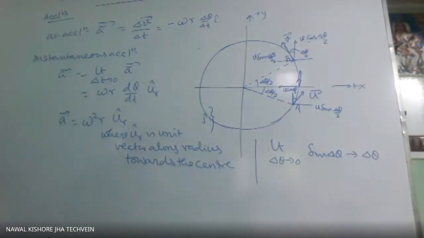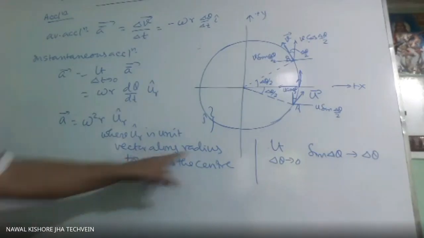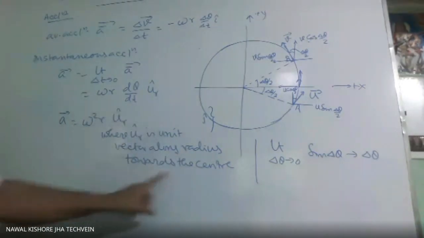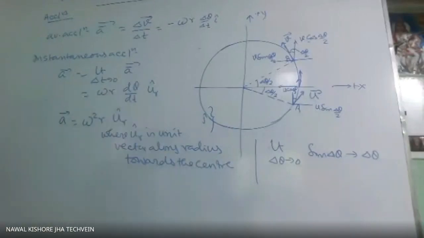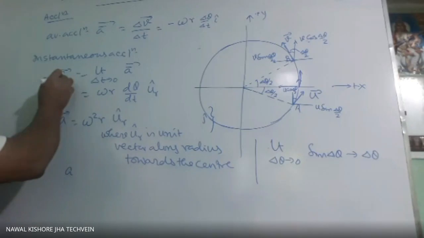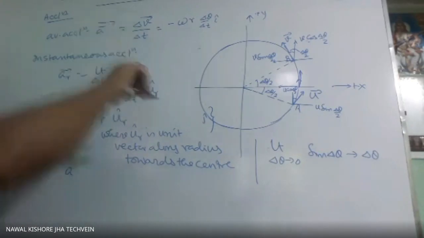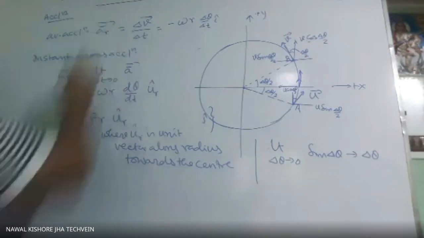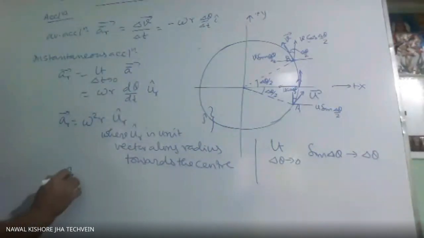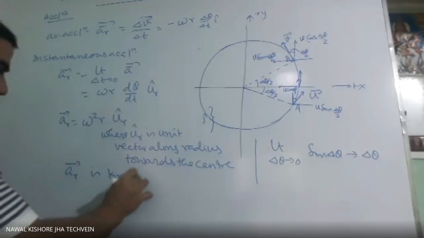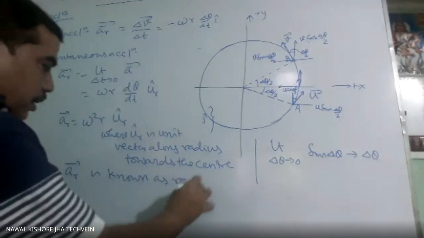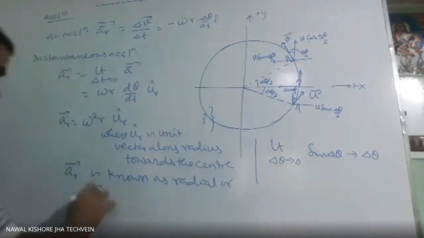That's why the name is radial acceleration: as it is along the radius, it is radial acceleration, and as it is towards the center, it is centripetal acceleration. So the name is centripetal acceleration or radial acceleration. This a we sometimes write as a_r, because when we discuss non-uniform motion, both radial and tangential will come. So from the very beginning we will give the symbol a_r. This a_r is known as radial or centripetal acceleration.